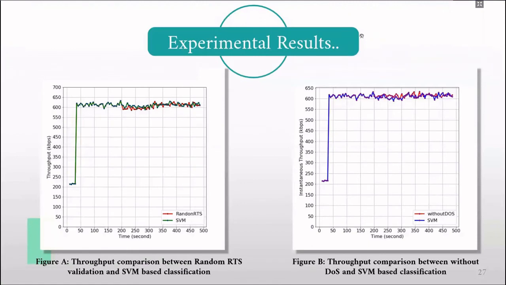At this moment, we see the experiment results of our work on different cases. Figure A depicts instantaneous throughput comparison between our SVM model and random RTS validation model. It is clearly visible that SVM makes the curve higher by some degree than random RTS validation does. And figure B depicts instantaneous throughput comparison between our SVM model with DoS attack and without DoS attack scenario. Our model's output curve is almost the same as the normal scenario's output curve.